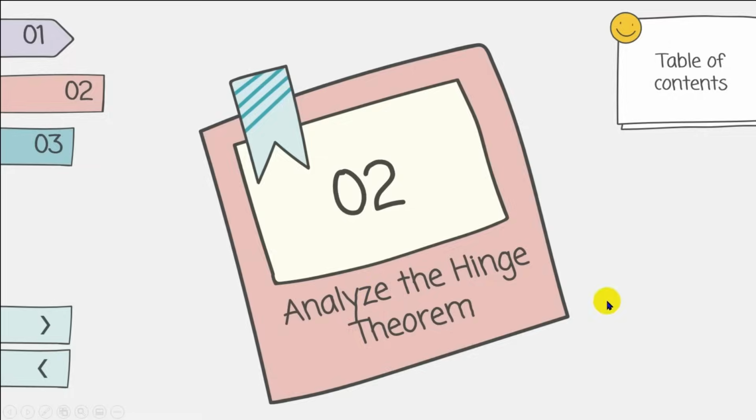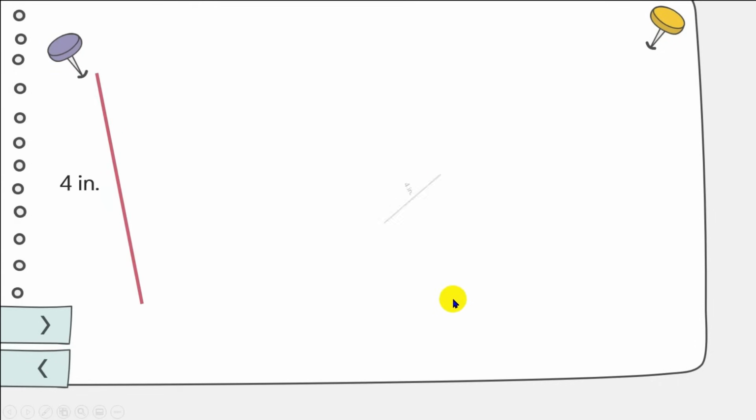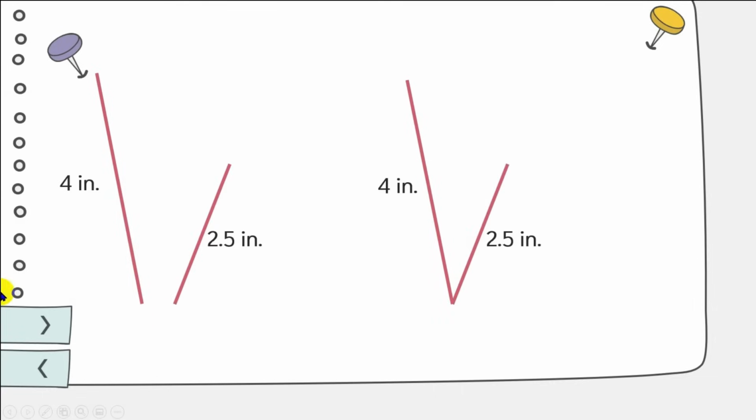Bago yan, let's have this short activity muna. Let's draw this triangle with the sides 4 inches and 2.5 inches. Both of the two sides are congruent, but the included angles will be different. So, merong 90 degrees and 45 degrees. Kuha tayo ng ruler and then protractor and let's draw these triangles.